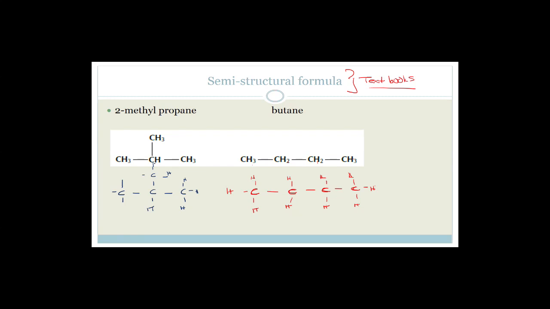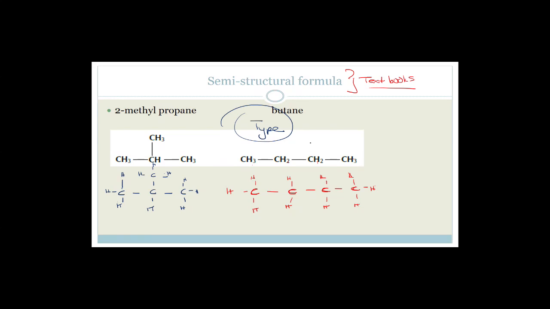So what the semi-structural formula has done is it has grouped these. So they said that this carbon's got 3 hydrogens, CH3. This carbon's got another carbon with 3 hydrogens, CH3. And don't forget about the hydrogen that was also on this carbon. And then this carbon's got 3 hydrogens. And the reason the semi-structural formula was born was because it is much easier to type in a textbook. And that is why it has been developed and why it is used today.